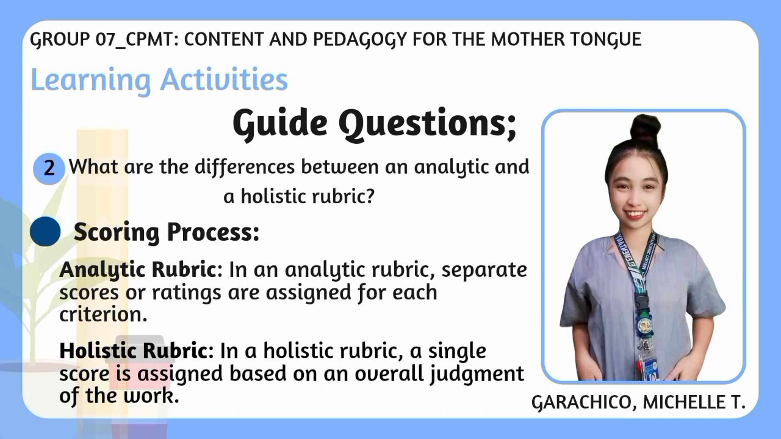These scores are often weighted or averaged to calculate an overall score for the work. Sa holistic rubric, a single score is assigned based on an overall judgment of the work. The evaluator considers all criteria collectively and assigns a single score that reflects the overall quality or performance.